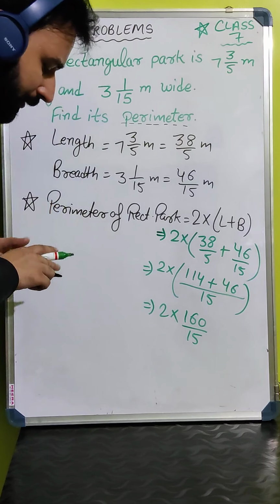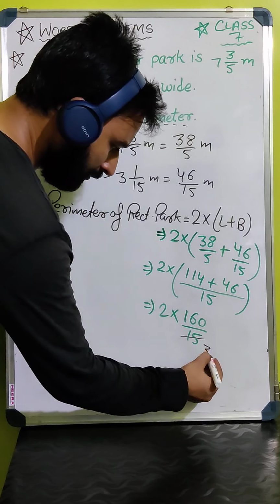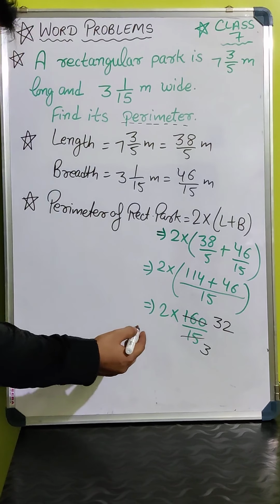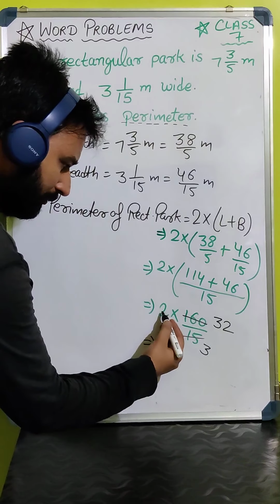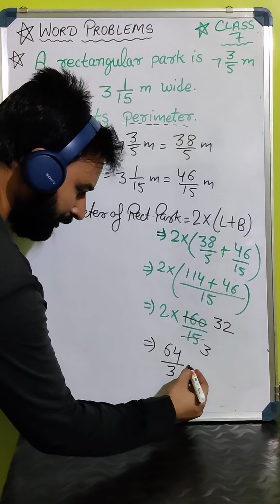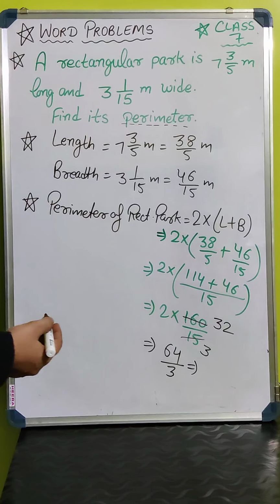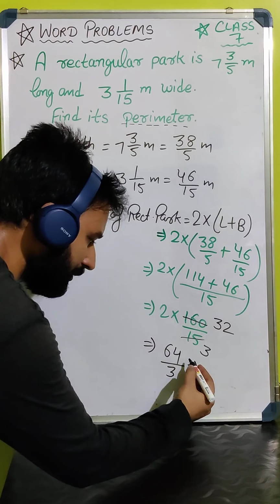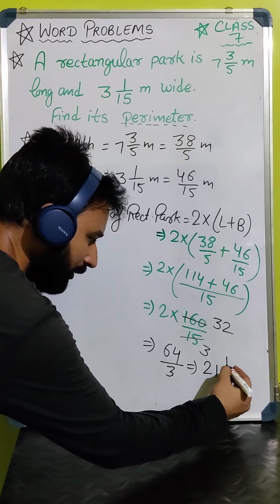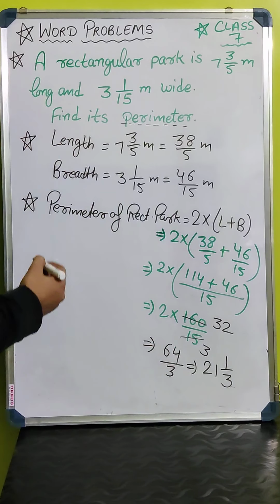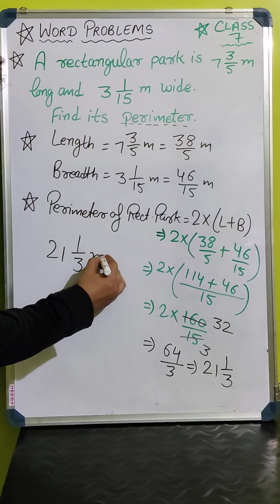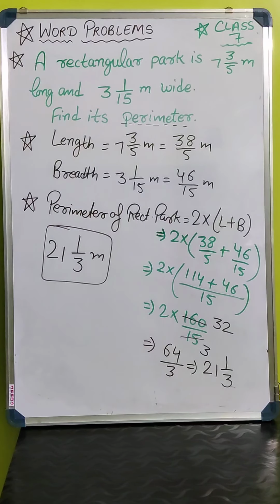Now 5 threes are 15, 5 twos are 10. Now what will it be? It will be 32 twos are 64, divided by 3. Sorry. Now just convert it into a mixed fraction. 3 twos are 6, 3 ones are 3. How much is left? Only 1. So the perimeter of the rectangular park is 21 whole 1 by 3 meters. This is your answer.